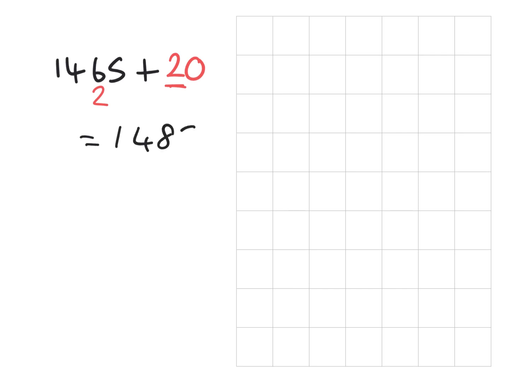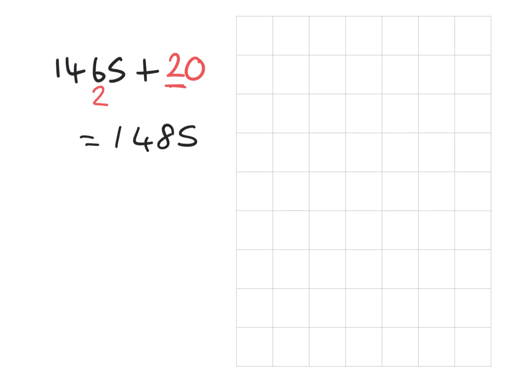So if I look at 1,465 and I'm going to add 20. Now, there are various ways to look at this. Lots of people are happy to use the two tens and add it on to the two tens here to give a final answer of 1,485.